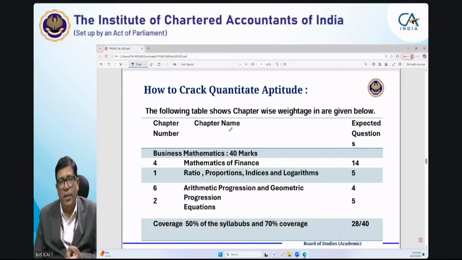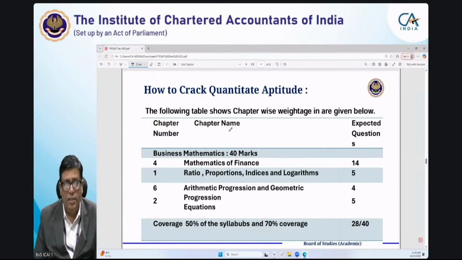Now coming to ratio, proportion, indices and logarithms. This is chapter 1, and it may carry one question each on ratio, proportions, indices and logarithms from the examination point of view. Arithmetic progression and geometric progression: sometimes 3 or 4 questions are asked from this chapter. Last time it was around 3 or 4 questions.